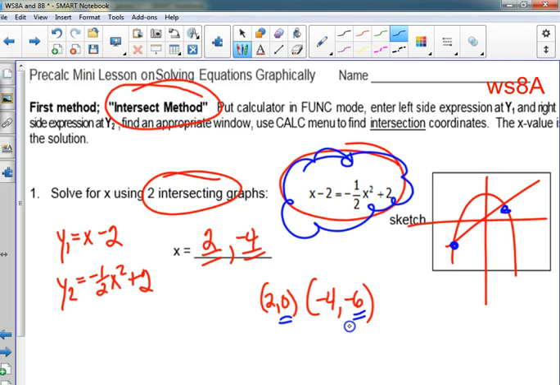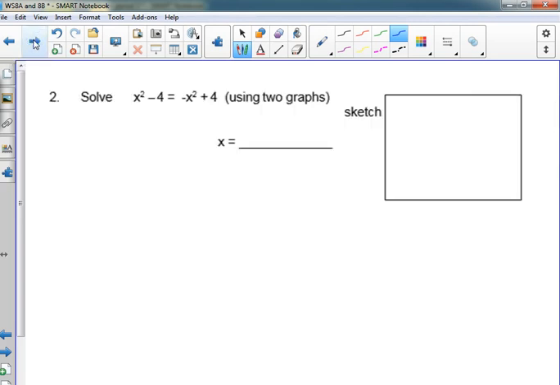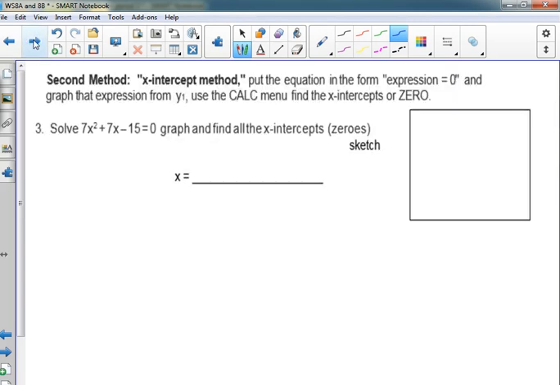Do you see, this is telling me if I put a 2 in on both sides, they'd both equal 0. If I put a negative 4 in on both sides, they'd both equal negative 6. But the x values that made them equal were 2 and negative 4. Everybody okay? Are you comfortable using the intersection button on your calculator?